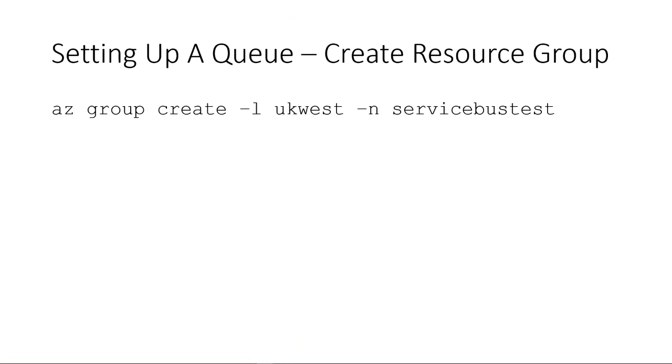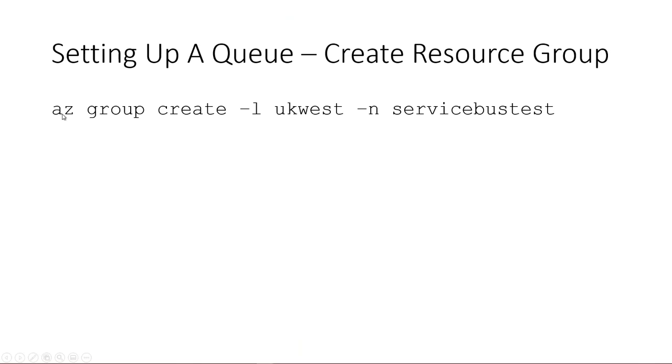Okay, so setting up a queue. As I said, the first step is you create a resource group, and this is the Azure CLI command to create a resource group. I won't be typing these in at the minute, just because I've already got these things set up.